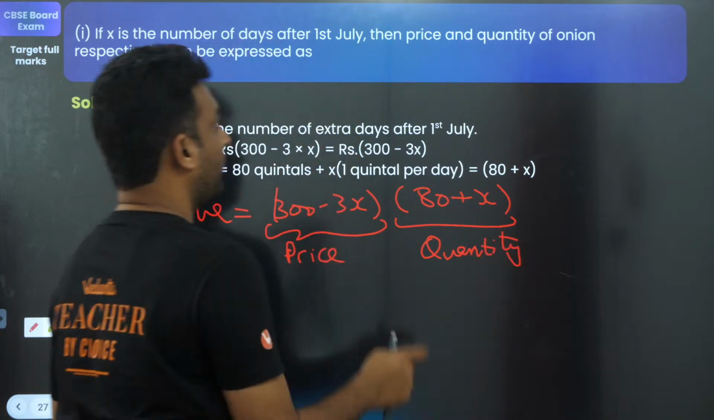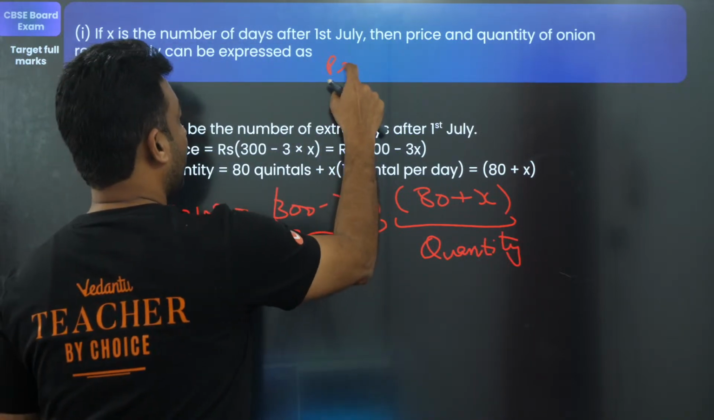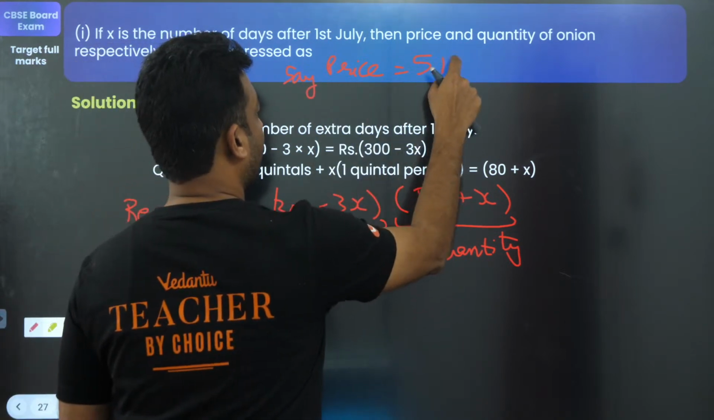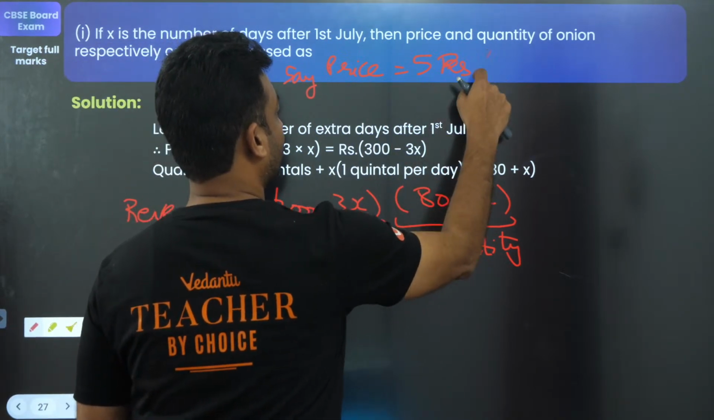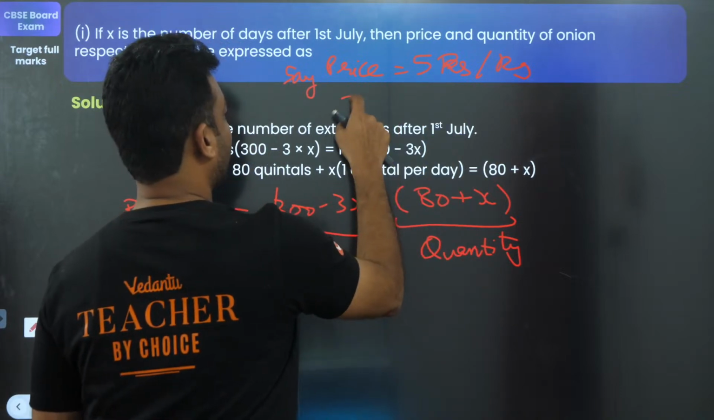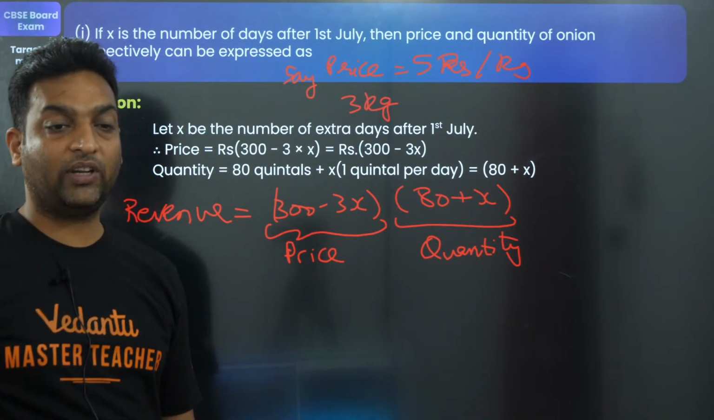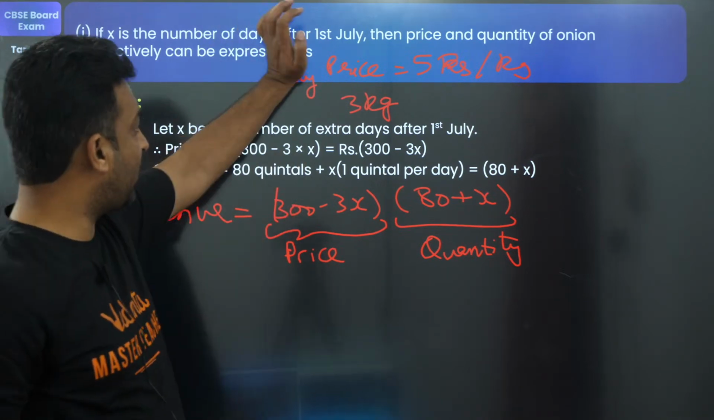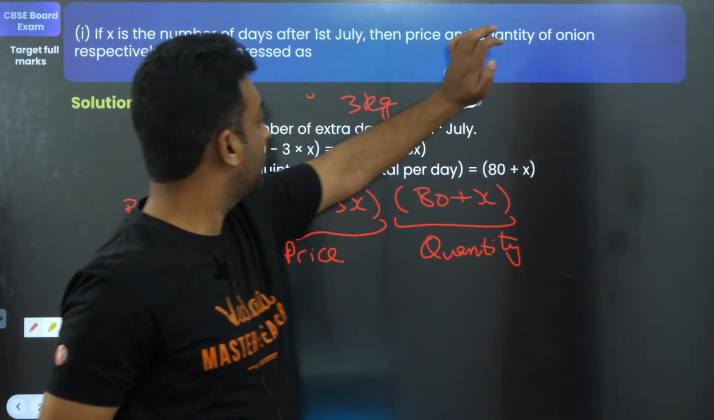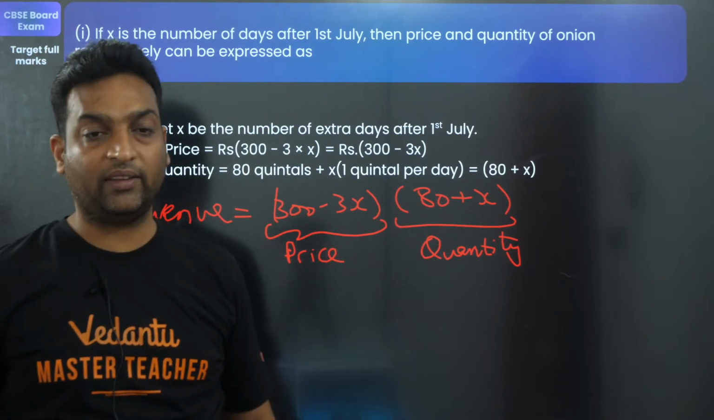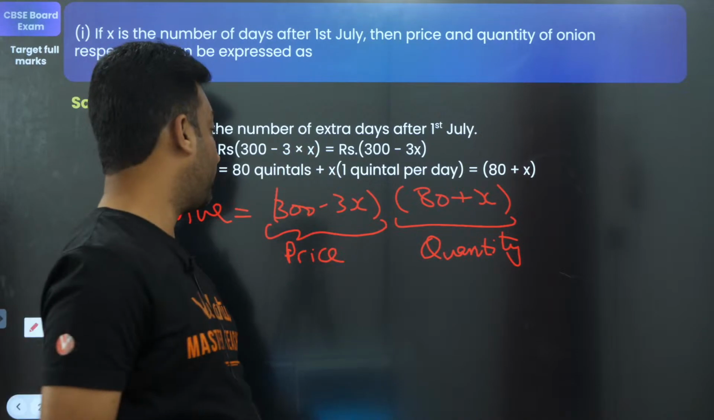Let me give you some example. If price of onion is, say, 5 rupees per kg, and you buy 3 kg, what will be the cost? 5 into 3, 15. Similarly, now we know that price is 300 minus 3x and quantity is 80 plus x. Revenue will be product of.